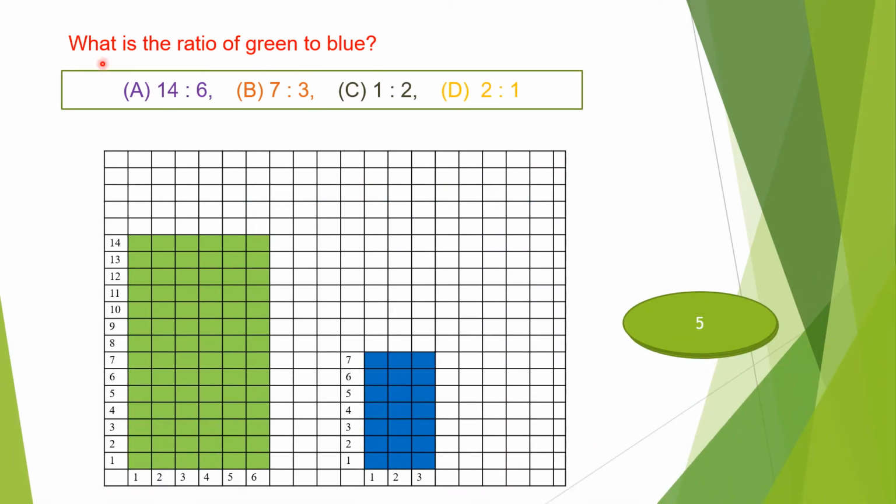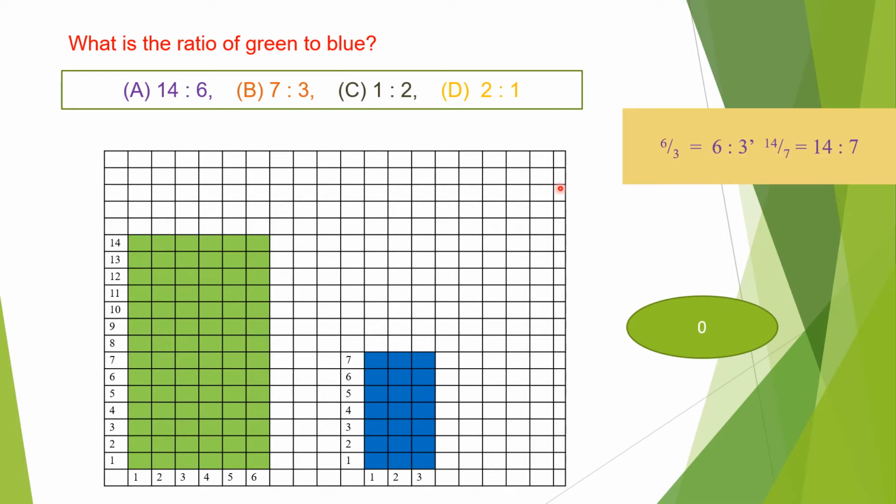Now, what is the ratio of green to blue? This green to this blue. The possible answers are 14 to 6, 7 to 3, 1 to 2, 2 to 1. Now take 5 seconds and see if you can come up with the correct answer. If you haven't come up with the correct answer, let's work this through together.